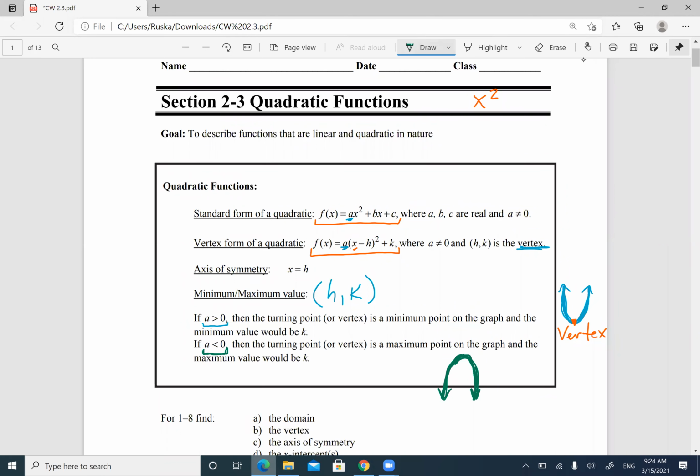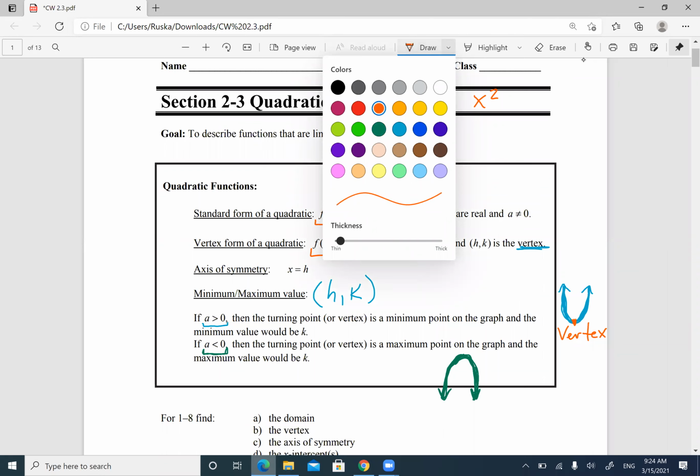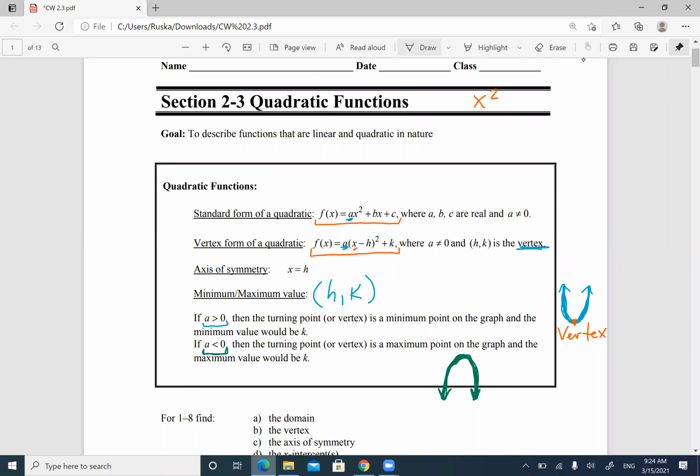And can you guess where the vertex is? In the top, over here. So this is the vertex. In this case, when the parabola opens down, the vertex is the maximum point, the highest point on the graph. If the parabola opens up, then the vertex is the minimum point. Everybody see that?